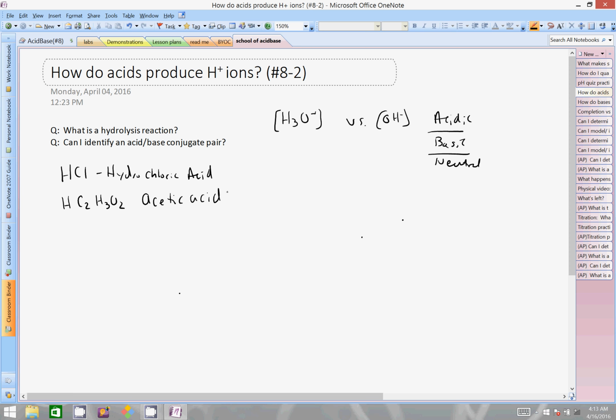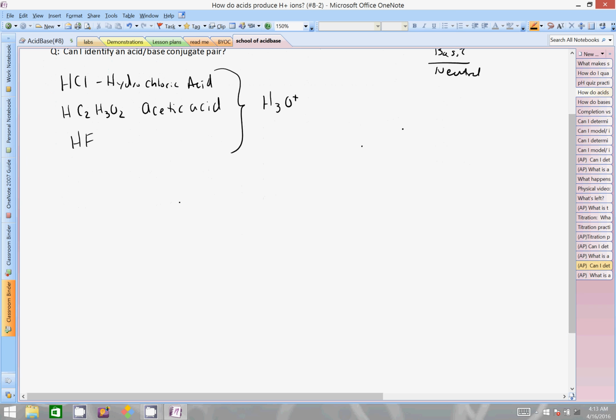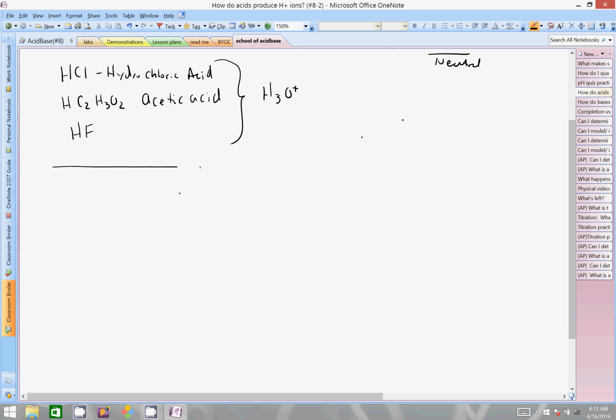So I'm saying that regardless of the acid, hydrofluoric acid, all of them in the end produce the same chemical, H3O+ ions. So how does this work? Well, it turns out, and that's our first question I have listed there, that every single acid follows the exact same chemical reaction to produce these. And it's called the hydrolysis equation.